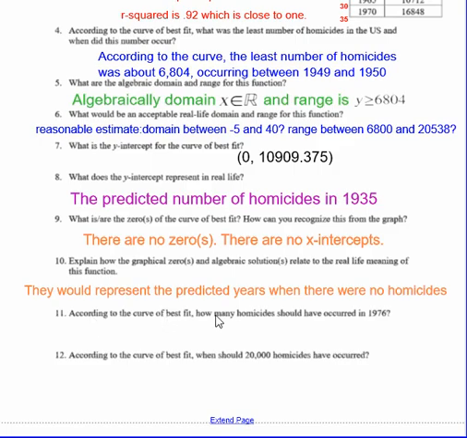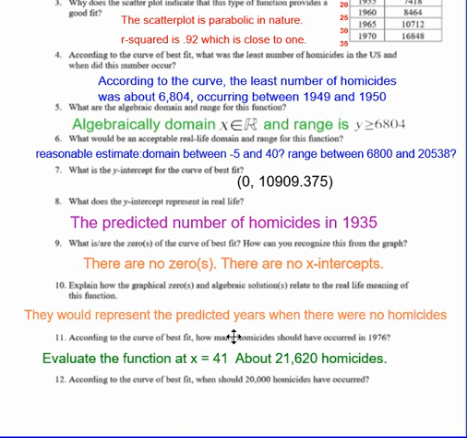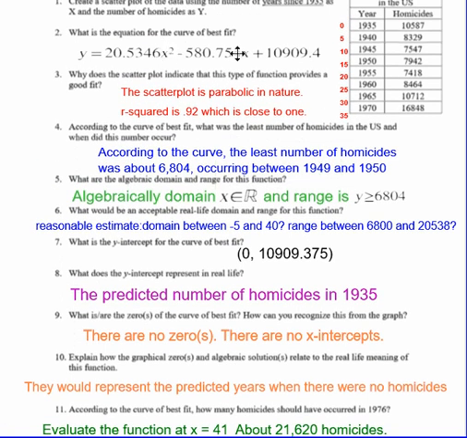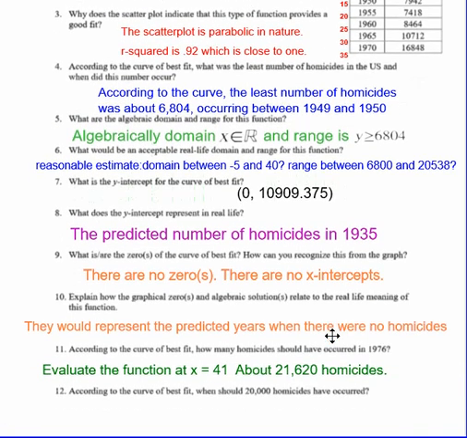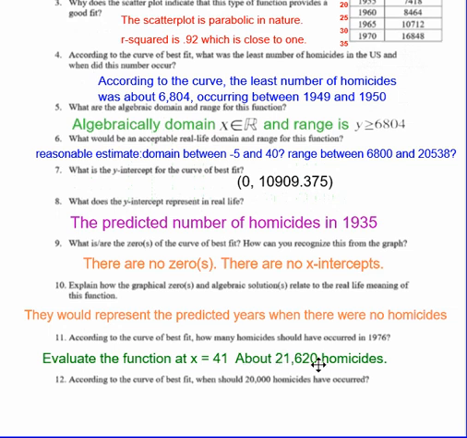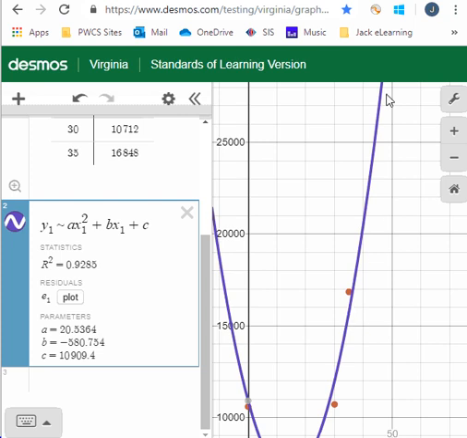We can use our curve to predict the number of homicides in a specific year. Again, this is not factual information, it's using a model to predict. So if we want to look at 1976, that represents 41 years after 1935. So we would take our x value at 41 and evaluate the function, or plug 41 into the x value of our equation and find that there's approximately 21,620.